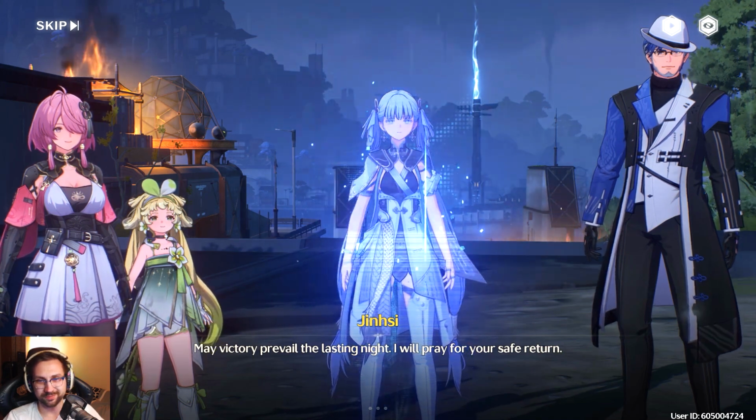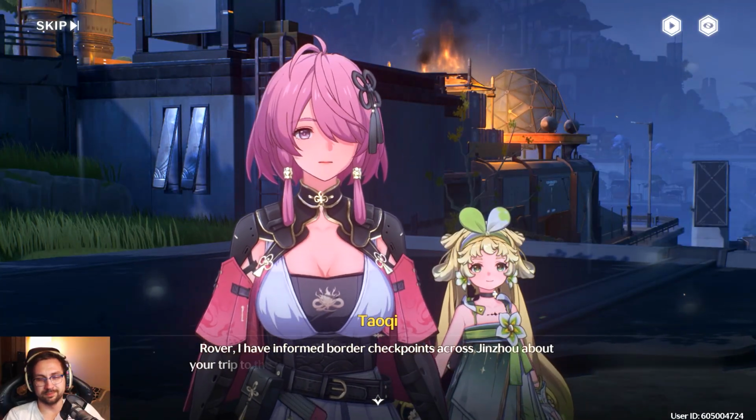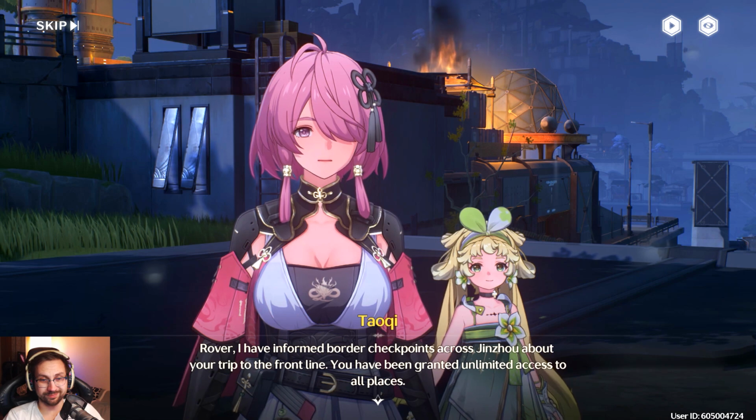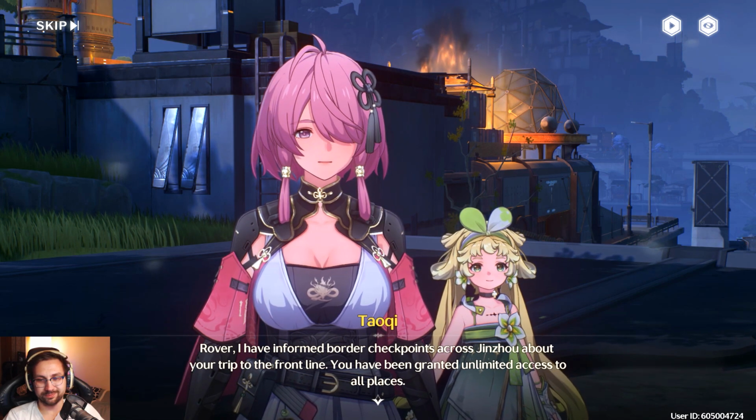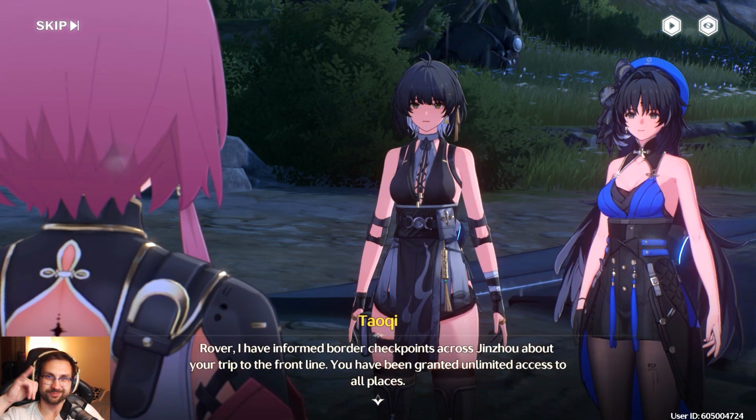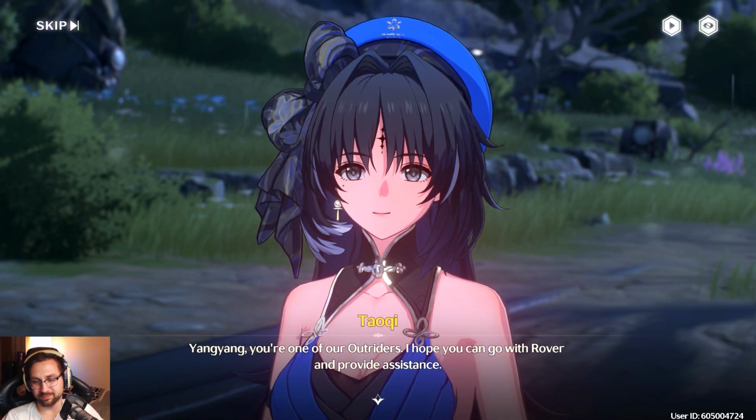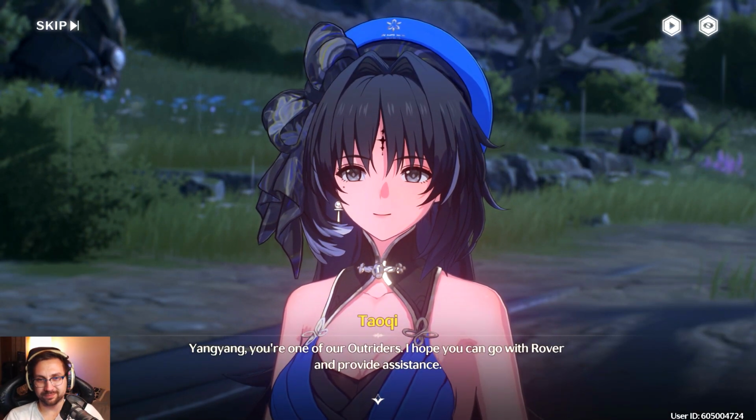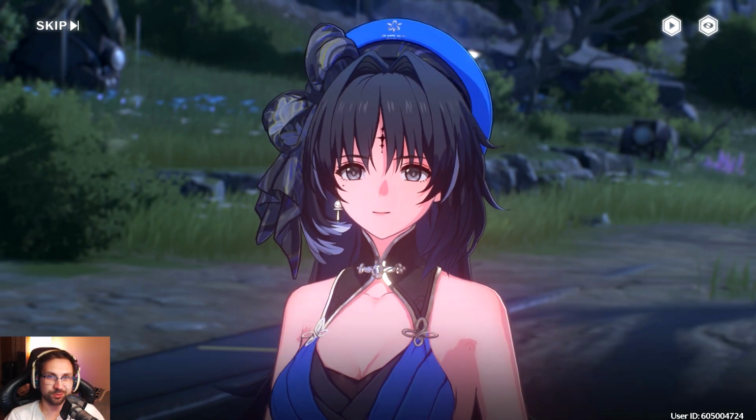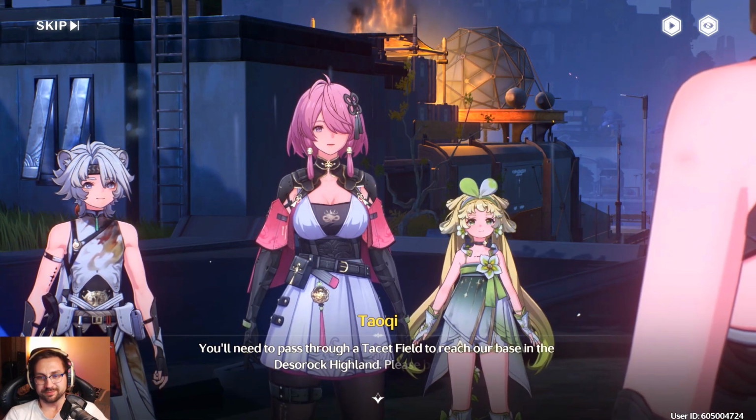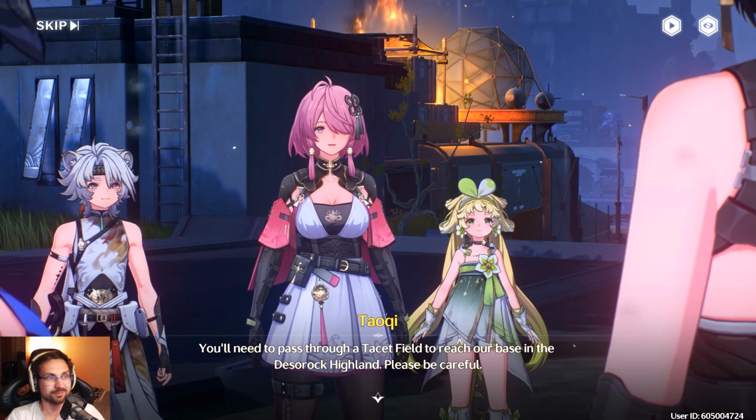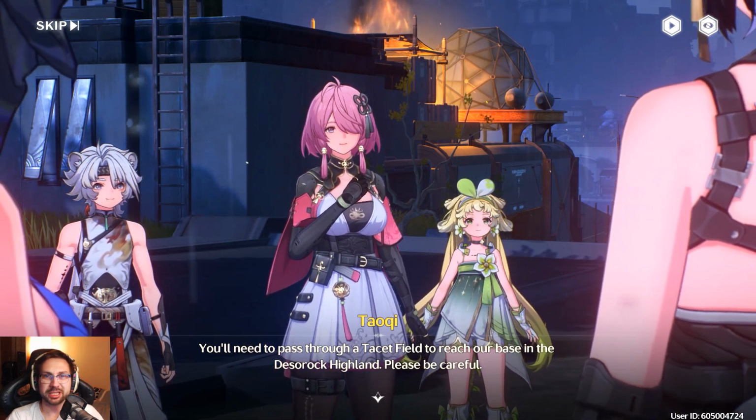Rover, I have informed border checkpoints across Jinzhou about your trip to the front line. You have been granted unlimited access to all places. Yang Yang, you're one of our outriders. I hope you can go with Rover and provide assistance. Cool. You'll need to pass through a tacit field to reach our base in the Desert Rock Highland. Please, be careful. Been there, Rover, done that.